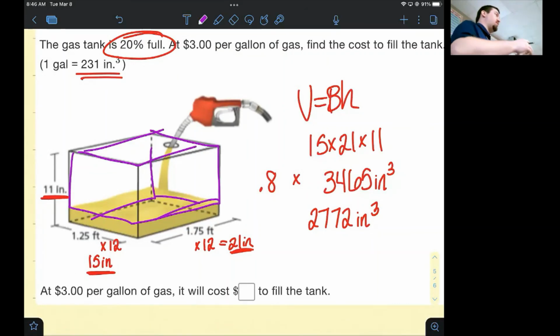The easier way is to figure out what the total tank is and then subtract out what we already have, which is the same thing as what we just did when we times by 0.8. We just subtracted 20% out. We just subtracted it right out. So that's how much gas I actually need.